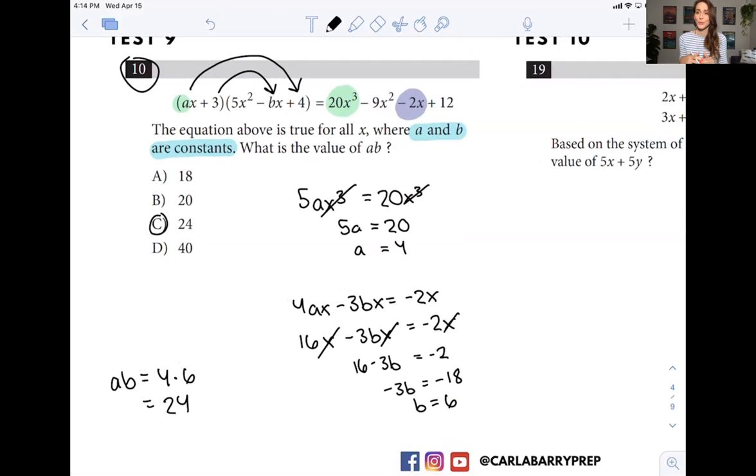You could totally multiply everything out on the left-hand side so you can clearly see it, but if you're really doing the amount of practice that you should be doing, if you want a great SAT score, you will get to the point where you feel comfortable doing this.